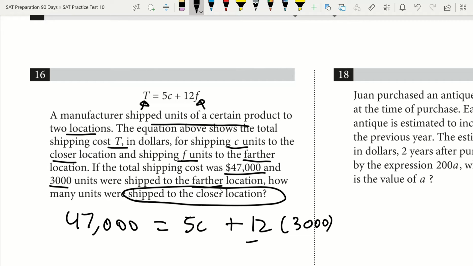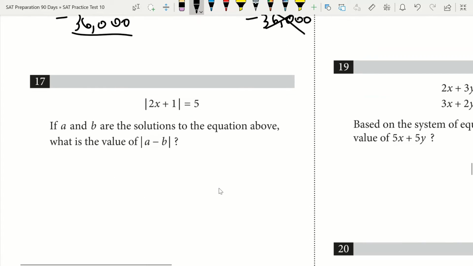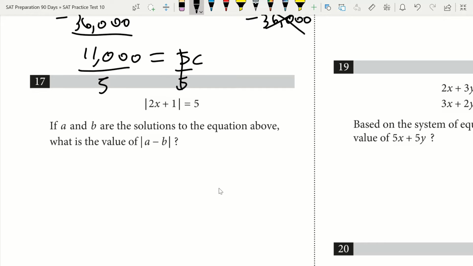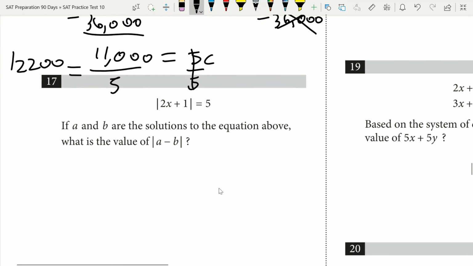Okay, so we can go ahead and subtract then 36,000 from each side, try to isolate 5C. That'll cancel out. Subtract 36,000 from each side. That's going to leave us with 11,000 equals 5C. At that point, to solve for C, we divide each side by 5. 11,000 over 5 we know will equal 2,200 as our answer for C. So 2,200 will be our answer there.